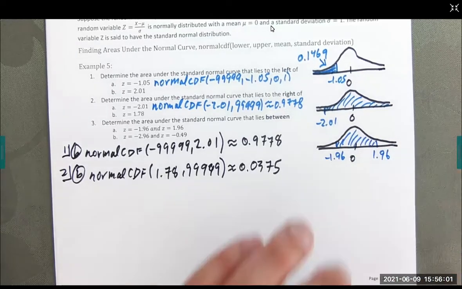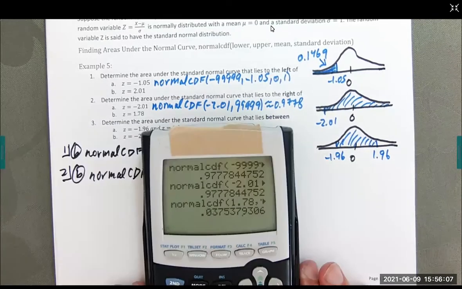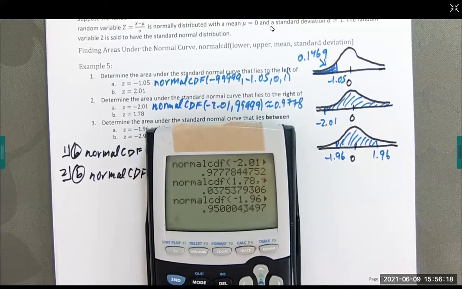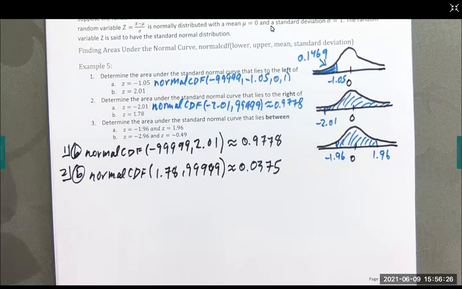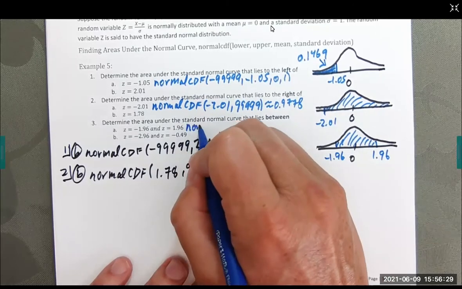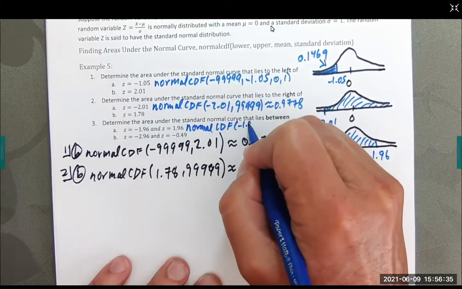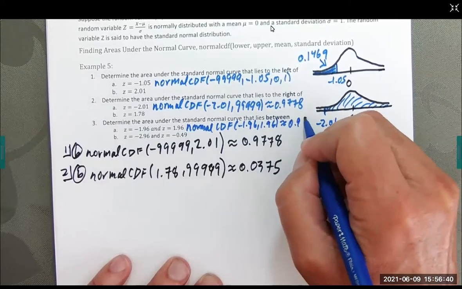So it's the middle area. So we're going to go here. Negative 1.96, positive 1.96. This is where the 95%. Remember, 2 standard deviations out in both directions give us about 95%. This is where that comes from. So this is normal CDF, negative 1.96 to 1.96, so about 0.95. And again, now we can see where that comes from.